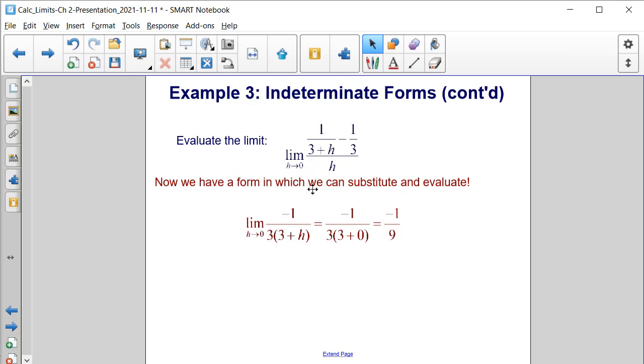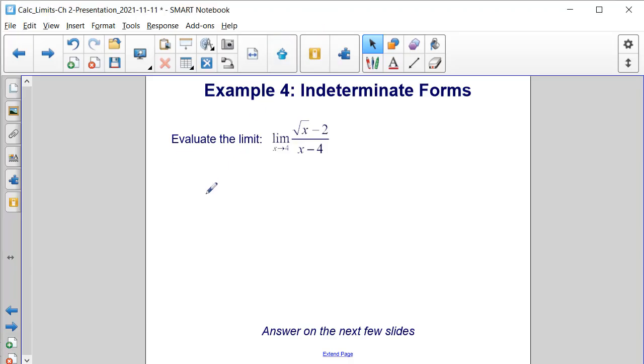Now we have a form in which we can substitute and evaluate the expression. So we're taking the limit of -1 over 3 times 3 plus h as h approaches 0. So if we substitute 0 in for h, we get -1 divided by 3 times 3 plus 0, or -1/9. Now let's try this example.